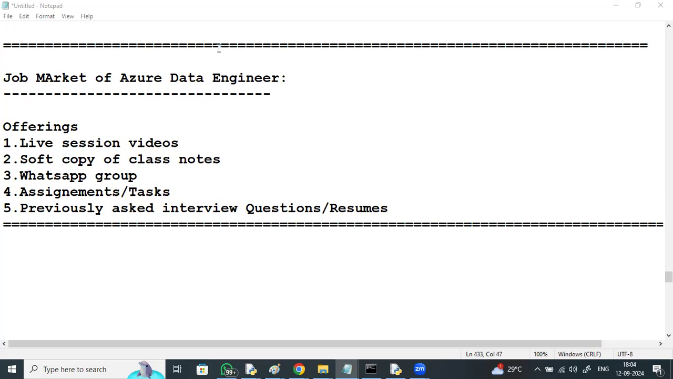Sir, we can join the ADB batch also in parallel. It's from basics, right? If I miss the class on Saturday, can I join from Monday? I will share the screenshot of payment. Yes, you can attend in parallel.